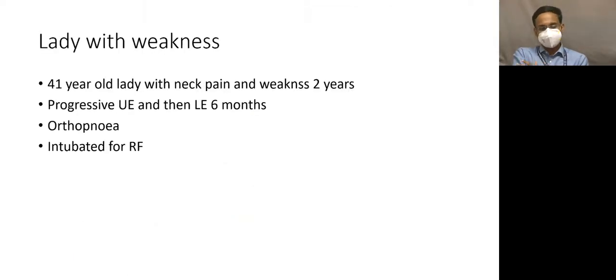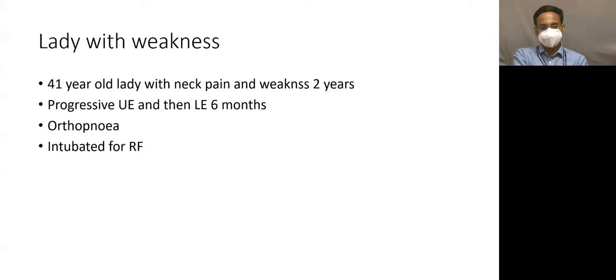And this is finally the last case which I would like to present. This was a challenging case for us. It had presented during the COVID pandemic. It was a 41-year-old lady who worked as a housemaid. Initially, it was noticed by her daughter that she used to have neck pain and neck drop when she used to mop the floor.